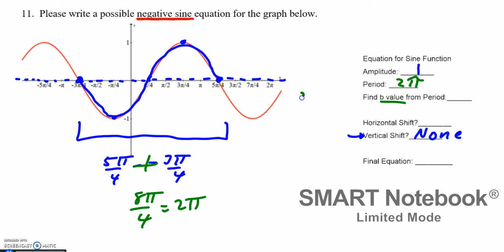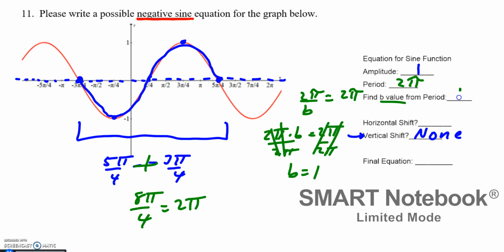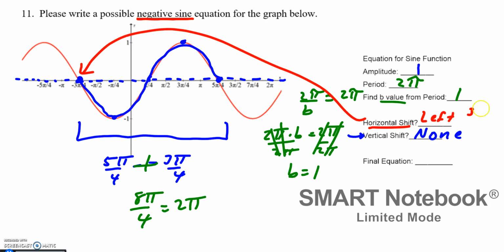To find the b value, I know that the period is 2 pi over b, and that should equal 2 pi. Now some of you might be able to look at this and say that I know that b has to be 1, but you could always cross multiply. 2 pi times b equals 2 pi, divide each side by 2 pi, and we get that b is 1. So in this example, there's a lot of 1s happening. Is there any horizontal shift? Yes. The graph that we chose starts at negative 3 pi over 4, or we're going left 3 pi over 4.